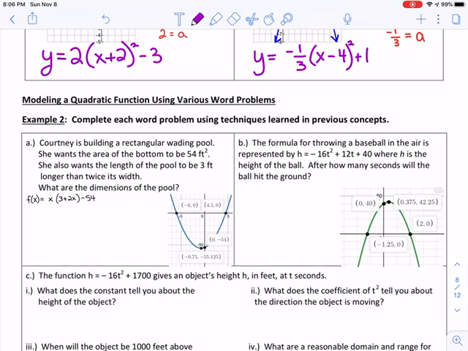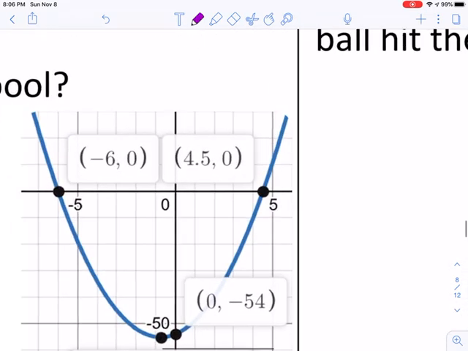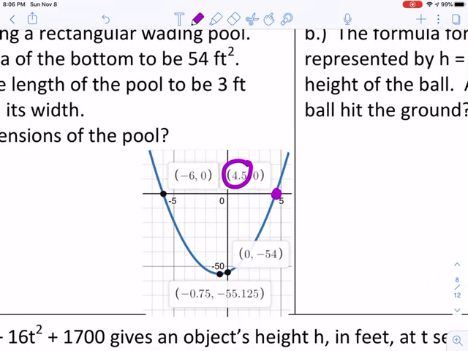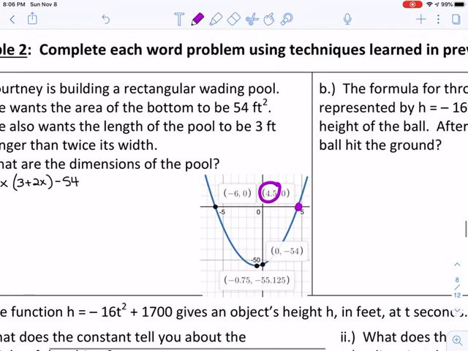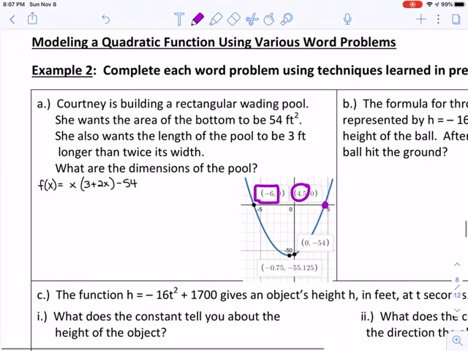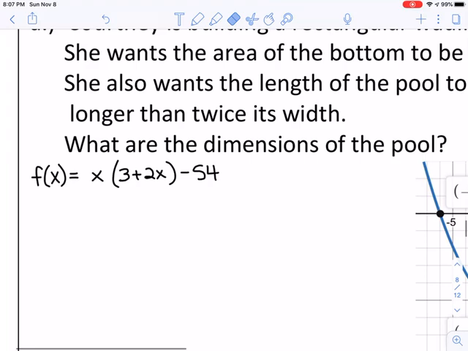Okay, so I went ahead and wrote the function for you. To find the dimensions of the pool, you want to have the area match up, so we want to make this equal 0. So it's going to be right here. So 4.5 is what is going to be the width. Notice that we can't have a negative width, so we just ignore the negative 6. So our width is going to be 4.5, x equals 4.5.